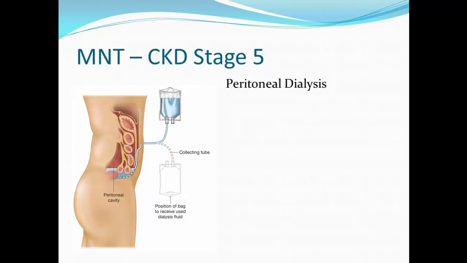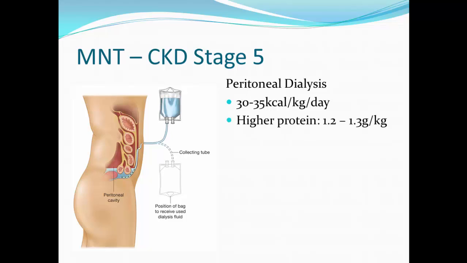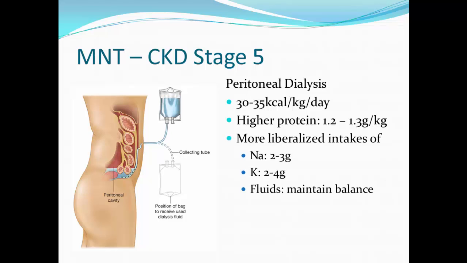Now we will look at a diet prescription for peritoneal dialysis patients. They also have increased resting energy expenditure, so 30 to 35 calories per kilogram per day is adequate to maintain healthy body weight. They have higher protein needs than hemodialysis patients. 1.2 to 1.3 grams per kilo is an adequate goal. And they have more liberalized intakes of sodium, potassium, and fluids.